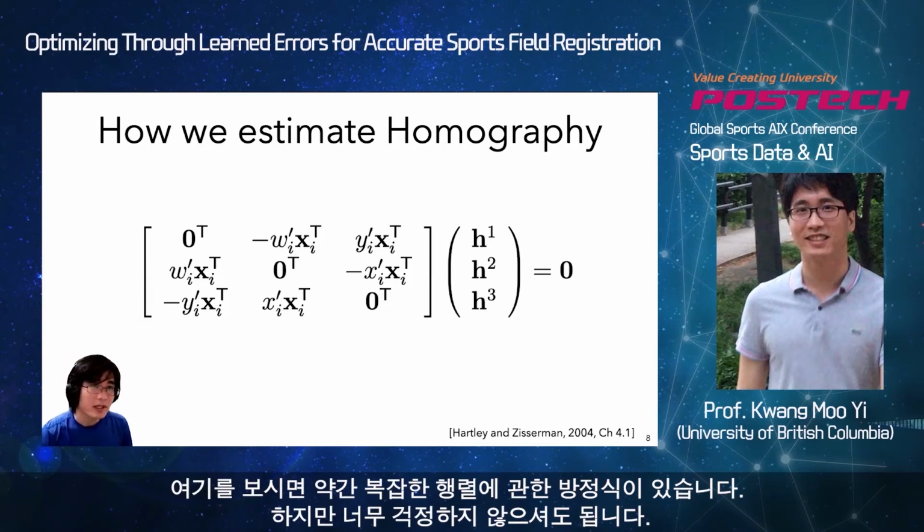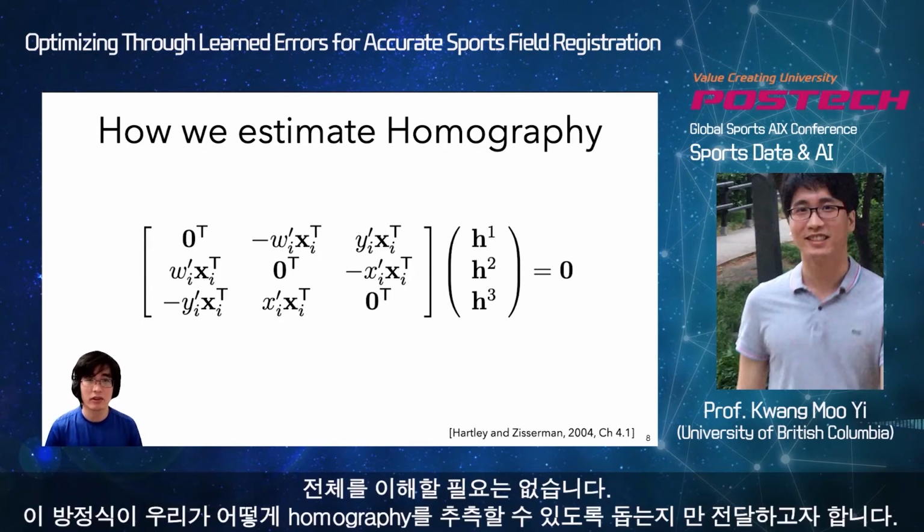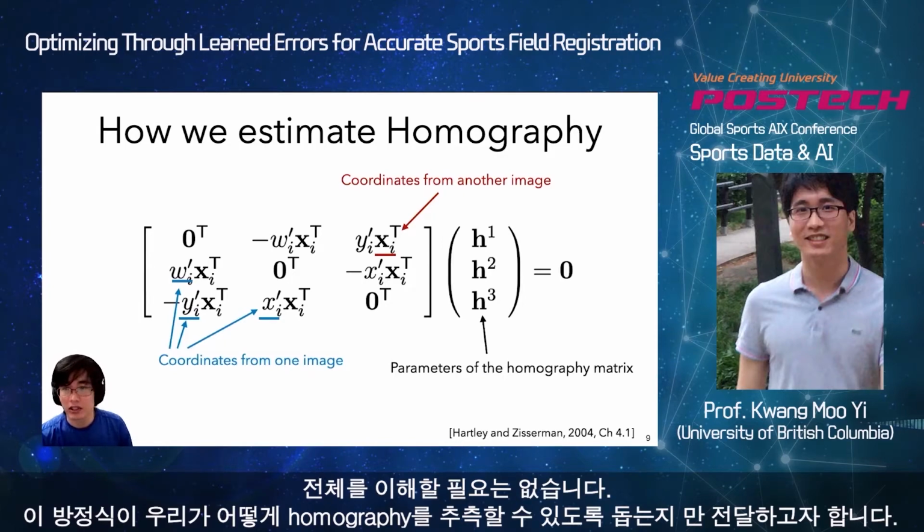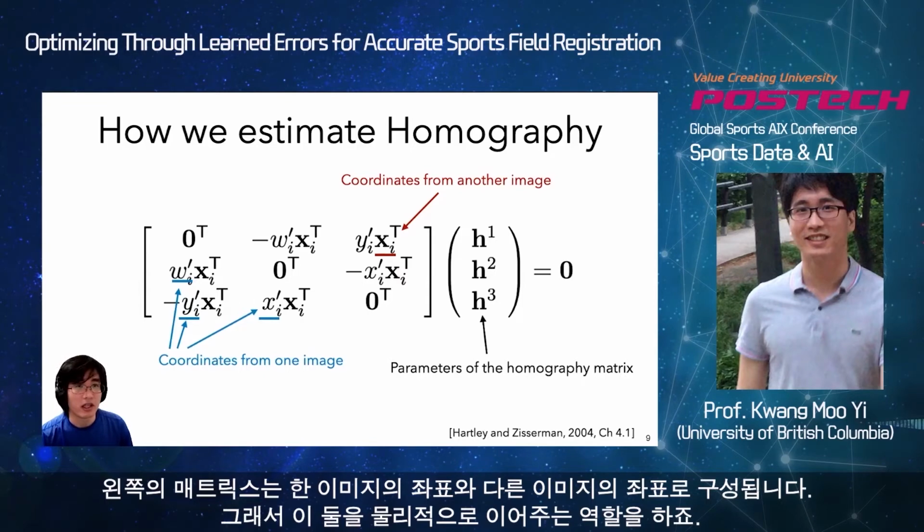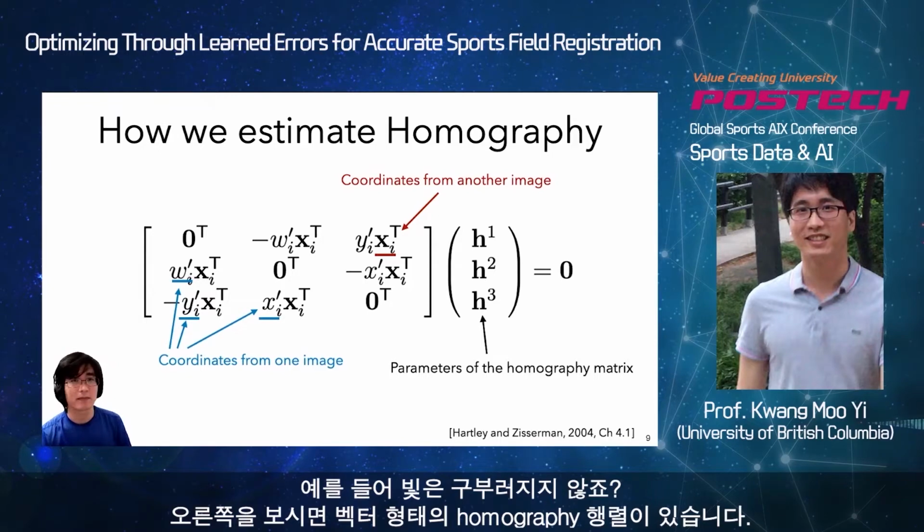There's a somewhat complicated equation here in terms of matrices, but don't worry too much, and you don't have to understand the whole thing. I just wanted to point out that this equation is what governs how we estimate homography. The matrix on the left is composed of coordinates from one image and coordinates from another image, in a way that they form a relationship that makes sense physically. Like, for example, light can't bend, right?